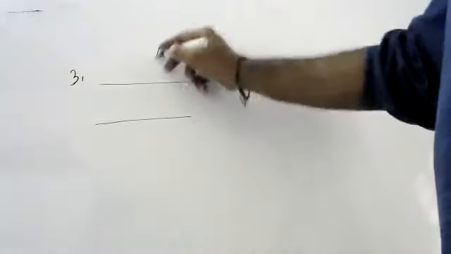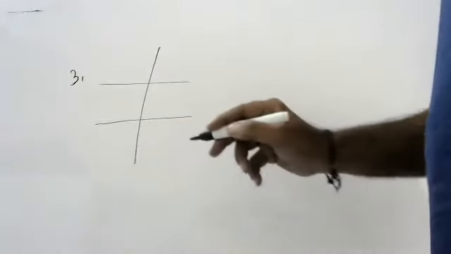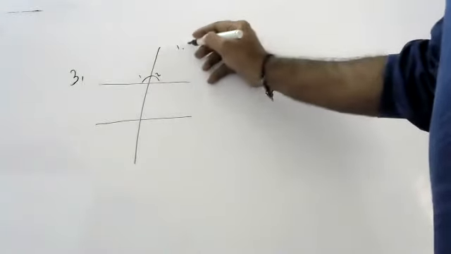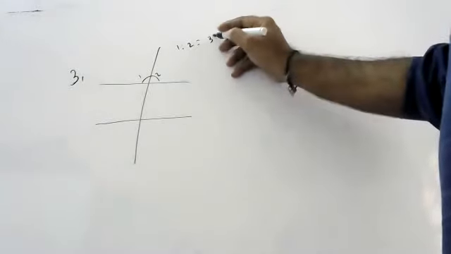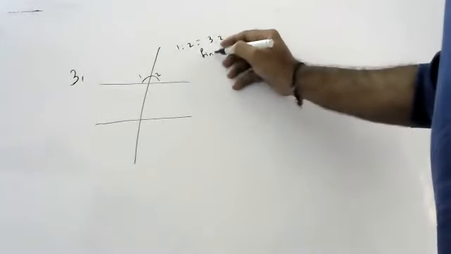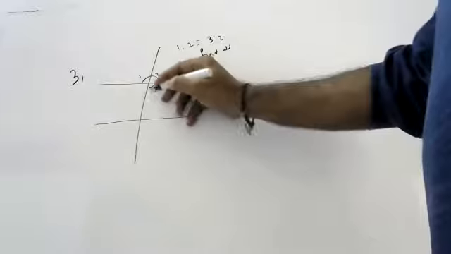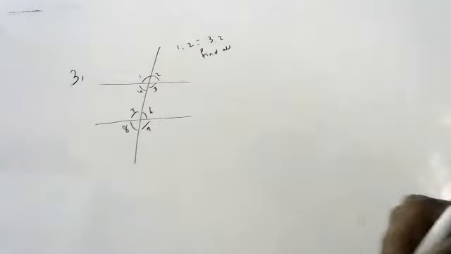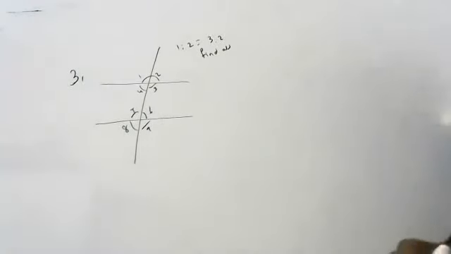Nandika, the sum is like this. These are parallel lines and this is a transversal. They are saying that angles 1 and 2 are in the ratio of 3:2. Find all angles 3, 4, 5, 6, 7, 8. All angles you should find. But first we'll find angles 1 and 2.